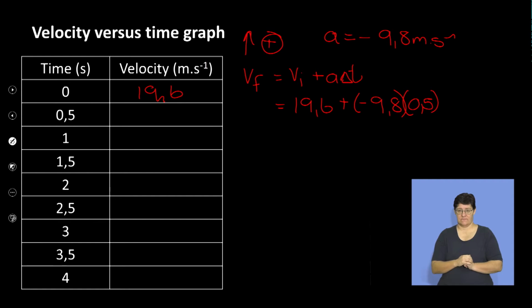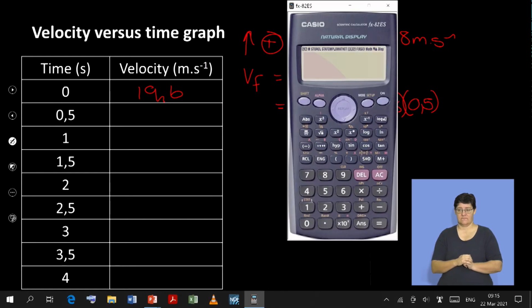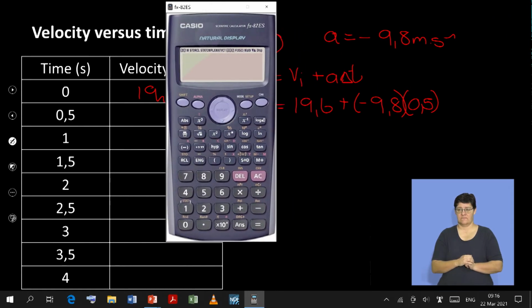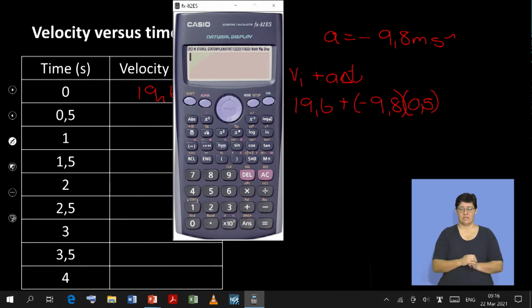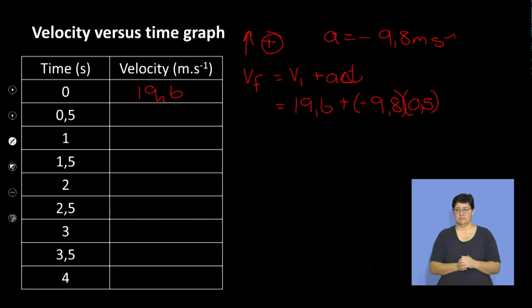Right, so we need to have our calculators. Let's just put that here quickly. So we've got 19.6 plus, and it's going to be minus 9,8 times 0.5. And remember, we can't work with it as a fraction, so we get 14 comma 7. So I'm just going to put that in there, all right?